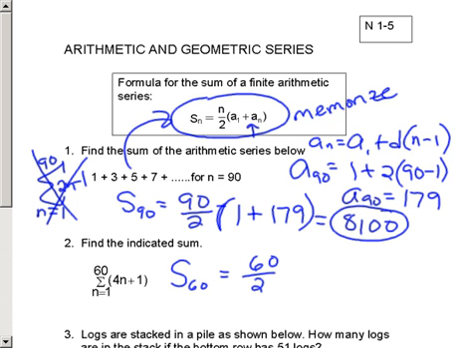Okay, so now you're going to find the sum to the 60th term. Sum up to the 60th term, so we're finding S60. So you go 60 over 2 times A1. What's A1 going to be? How do we find A1? Just plug in 1 right here. So 4 times 1 plus 1, and that's 5.